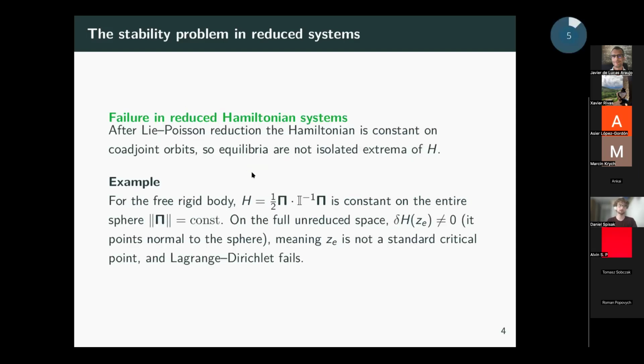For instance, consider a free rigid body. After Poisson reduction, the Hamiltonian is given in this form, where the large P is the angular momentum and the I in between is the inertia tensor. And it is constant on the entire sphere. When we go back to the unreduced space, the first variation at the equilibrium is not zero. It is normal to the sphere, meaning that this equilibrium is not a standard critical point, and the classical criterion fails.